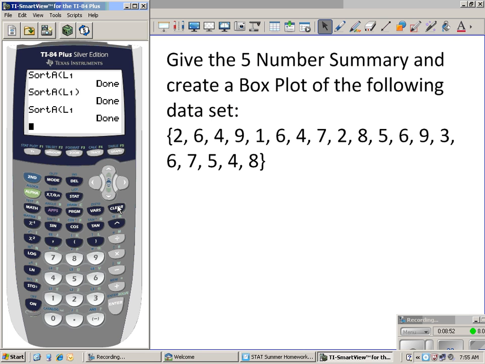Okay, so the way you'll type this into your calculator is using the stat button, the button right here. We'll be using this button quite a bit this year, okay? And we're going to edit a list. I'll type these numbers into list 1: 2, enter, 6, enter.